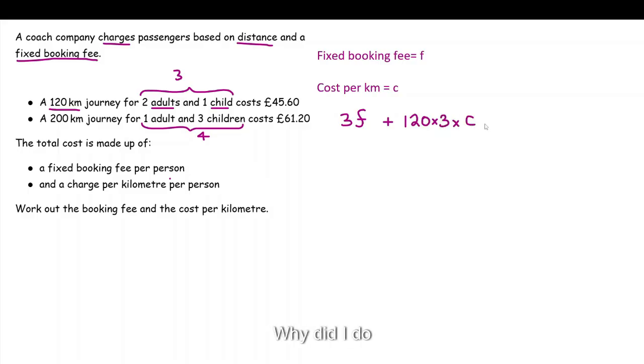Now this is important. Why did I multiply these two? Because 120 kilometers is the distance traveled by each person, but the coach company charges that from 3 people. So that's 120 times 3. That's actually 360 kilometers from the point of view of the company, because there are 3 people. So times by c is equal to 45.6. That's the first one.